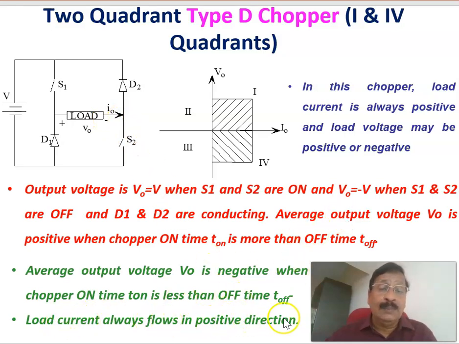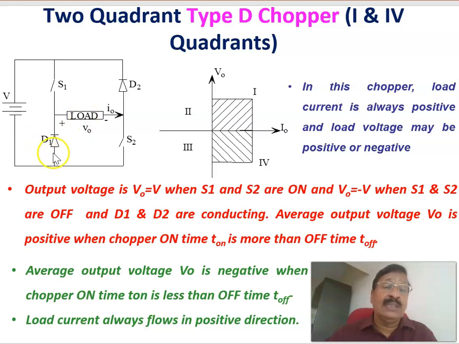Therefore, the load current will always be positive. You can see that when S1 and S2 are conducting, the load current is in this direction. When D1 and D2 are conducting, again the load current is in the same direction. Therefore, the load current polarity does not change, it is always positive. But the voltage, we can see that when S1 and S2 are conducting, plus here and minus here. When D1 and D2 are conducting, here plus and here minus.